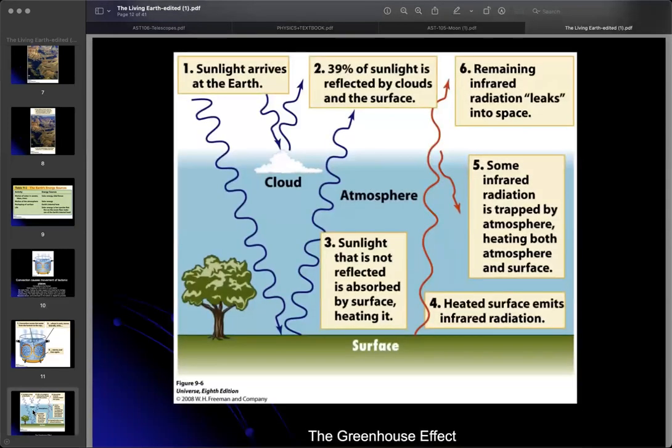One of the very important processes on Earth is the greenhouse effect. The greenhouse effect causes the Earth to retain heat and be warmer. The atmosphere of the Earth, especially with greenhouse gases like water vapor and carbon dioxide, acts like a blanket and traps some of the heat that is coming in from the sun.